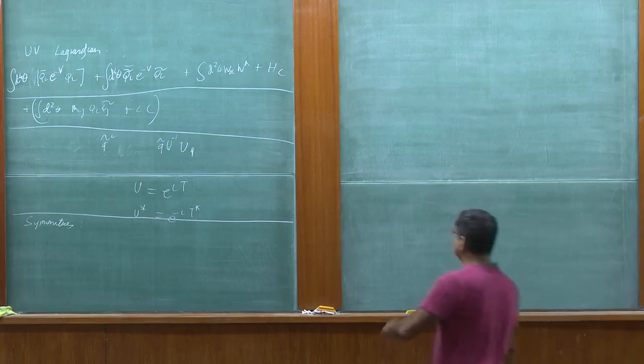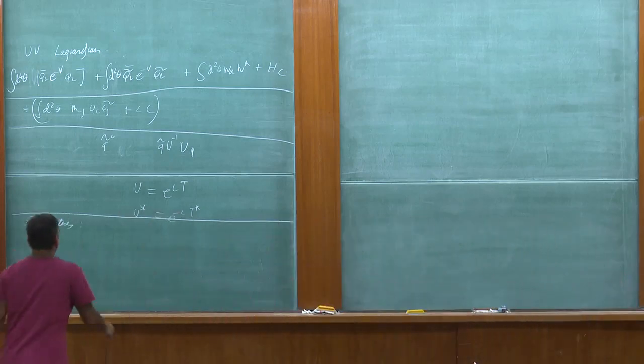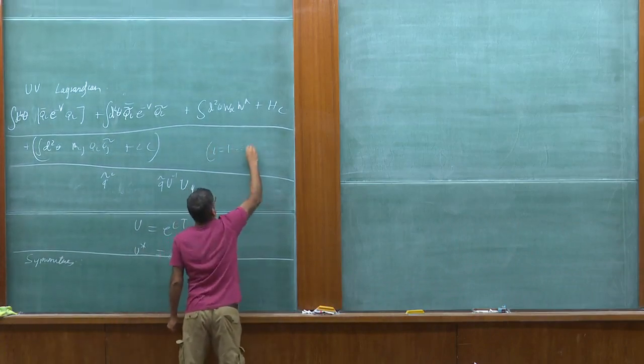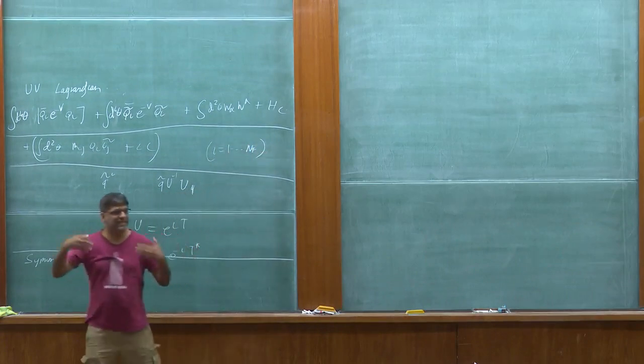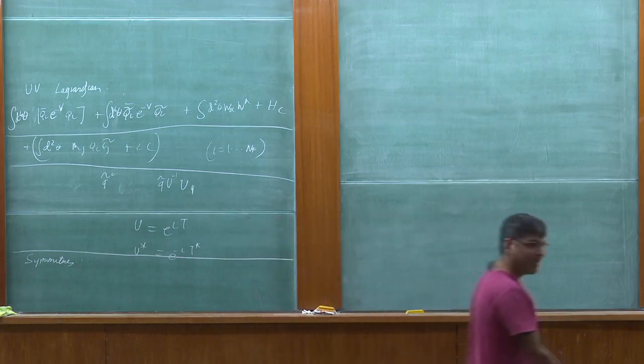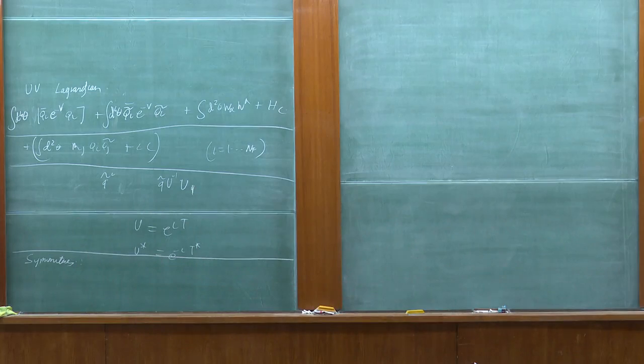Next thing, and I forgot to say, i was a flavor index. i was equal to 1 up to N_F, with N_F such fields. Okay? So, what kind of field redefinitions can we do that are not gauge symmetries on this Lagrangian that will leave it unchanged? So these are global symmetries.